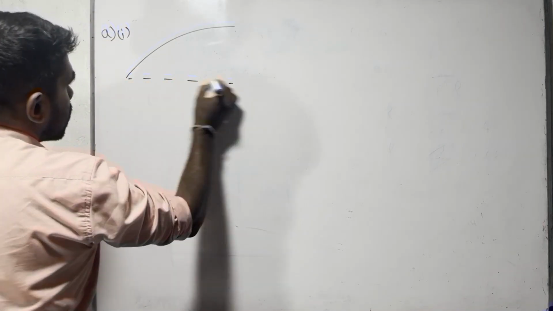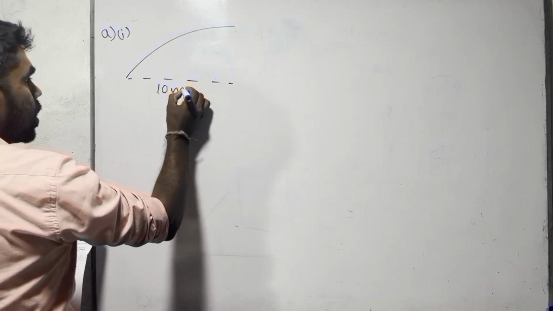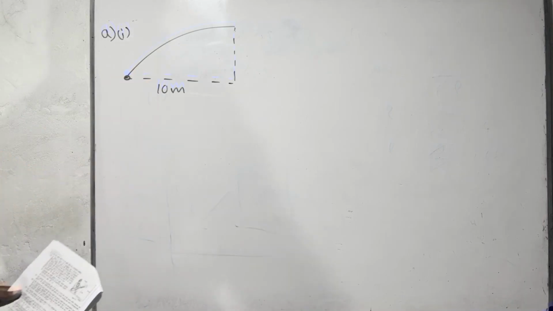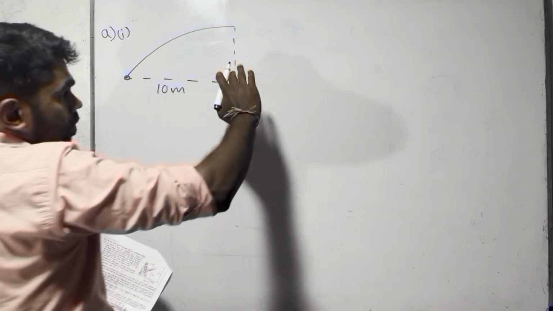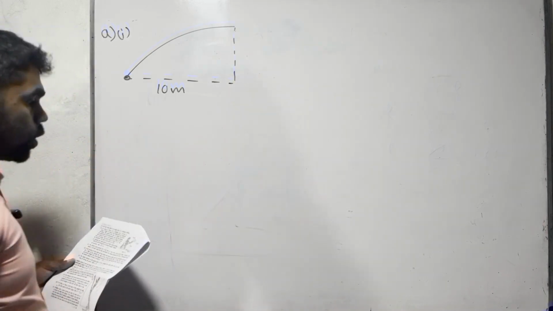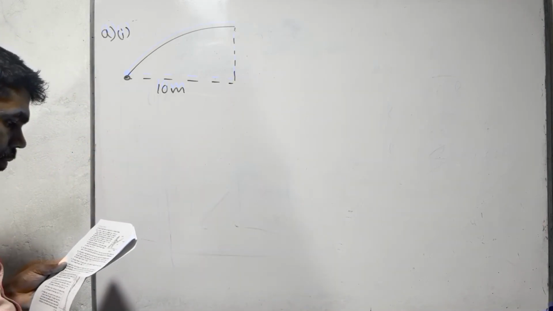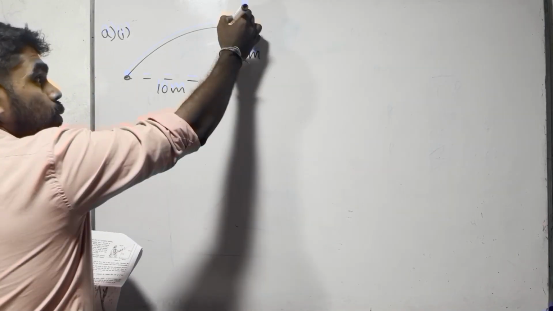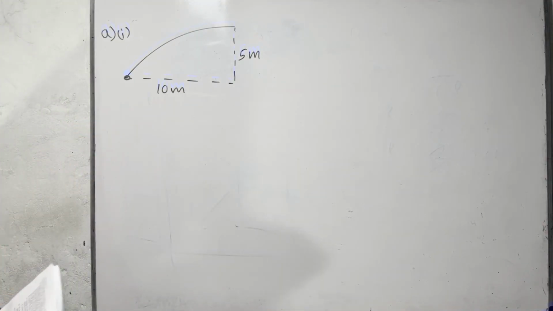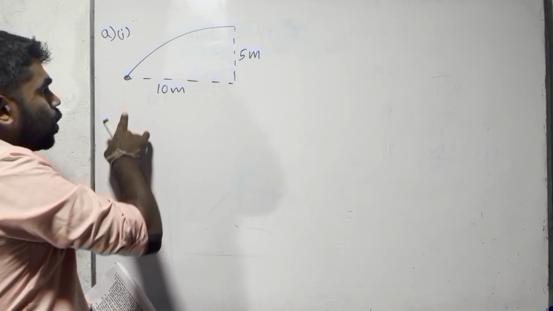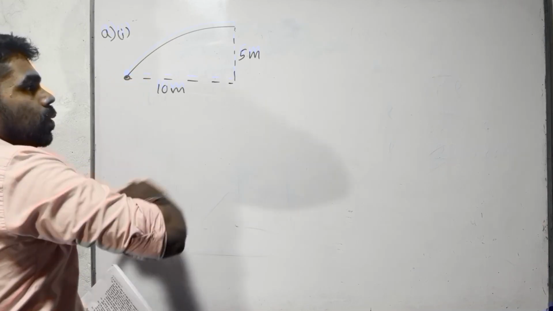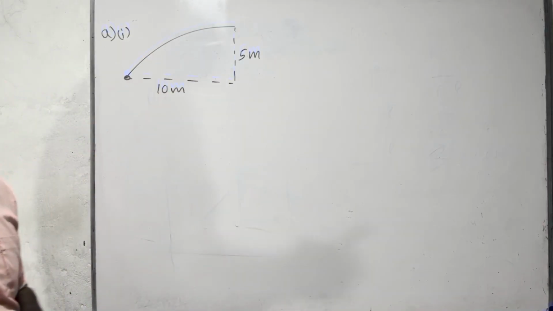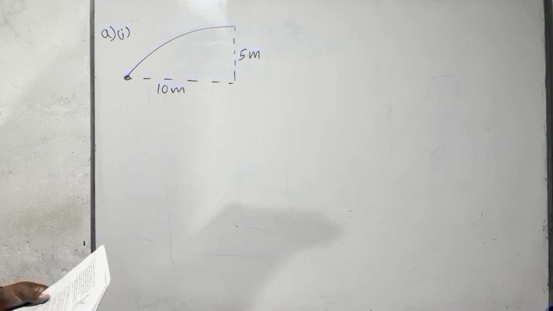Then this horizontal distance is 10 meters. It is given in the question. And this point is 1 meter above the ground. Therefore, the height of the projectile motion should be 5 meters. They have given the total height from ground level to the fire point as 6 meters, but the fire hose is 1 meter above the ground. Therefore, we have to consider projectile motion. For the projectile motion, vertical displacement should be 5 meters.